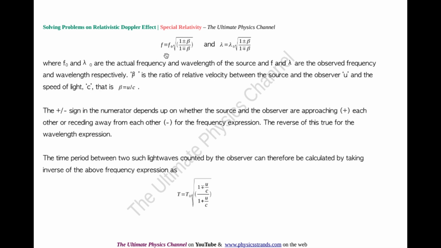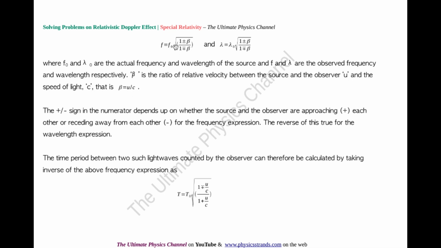So here in these expressions, f naught and lambda naught are the actual frequency and wavelength of the source, and f and lambda are the observed frequency and wavelength respectively. We know that beta is the ratio between the relative velocity between the source and the observer and the speed of light, that is c. So beta is equal to u over c.